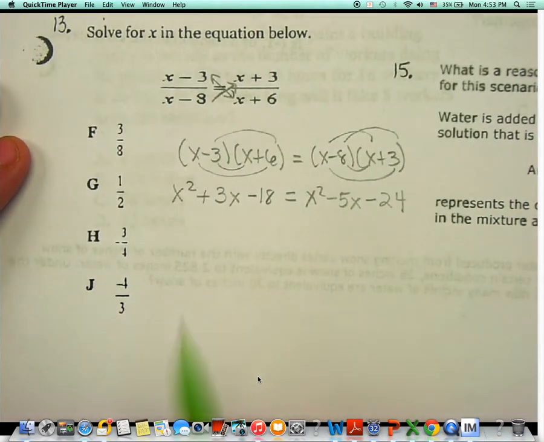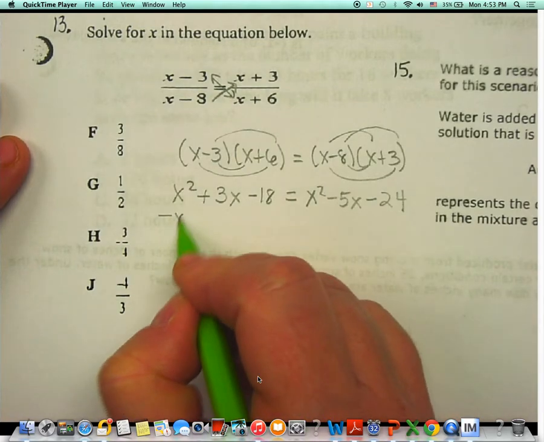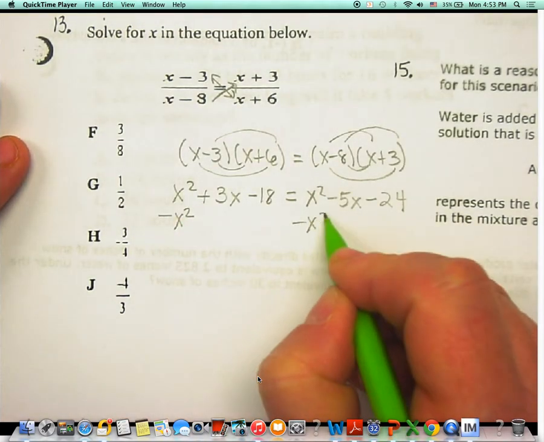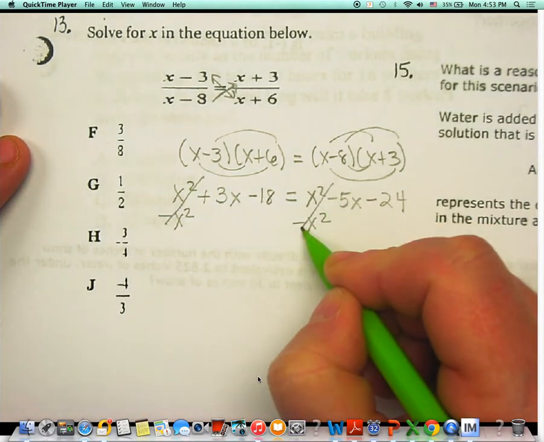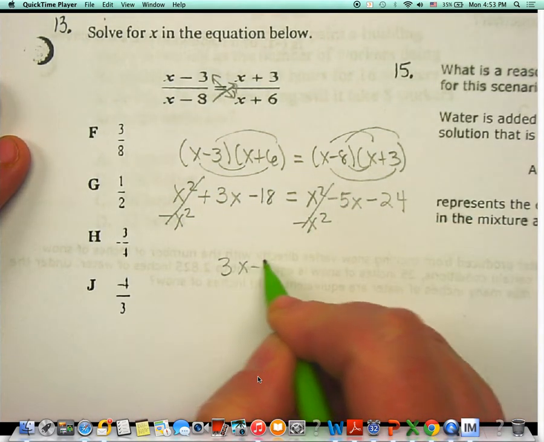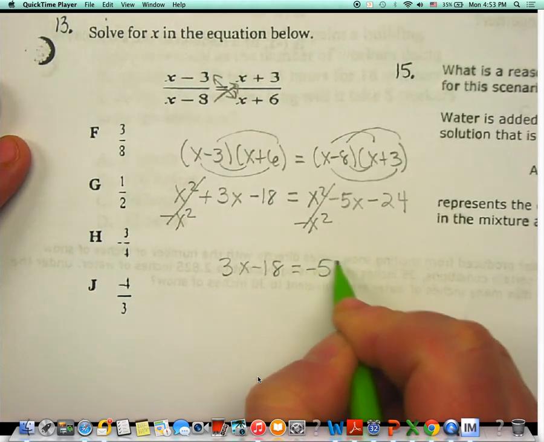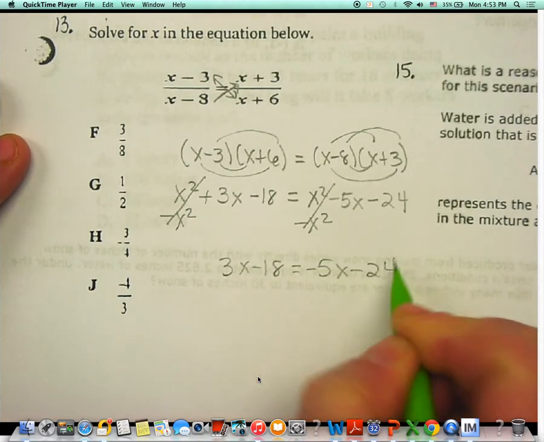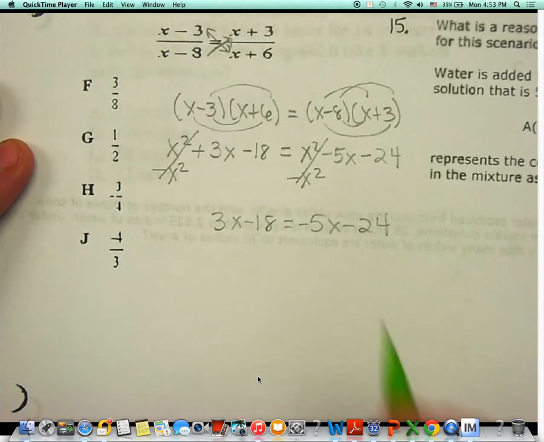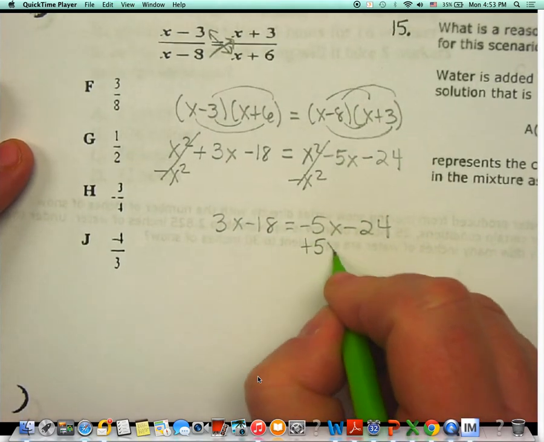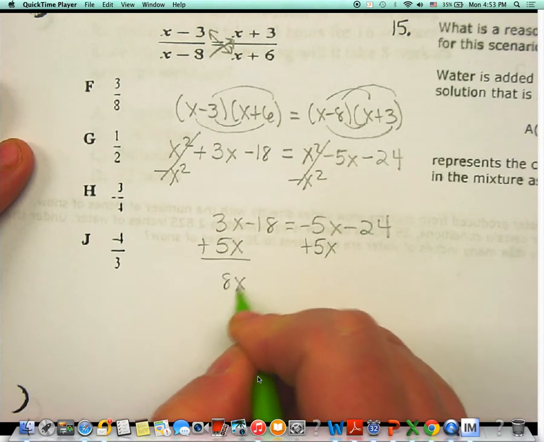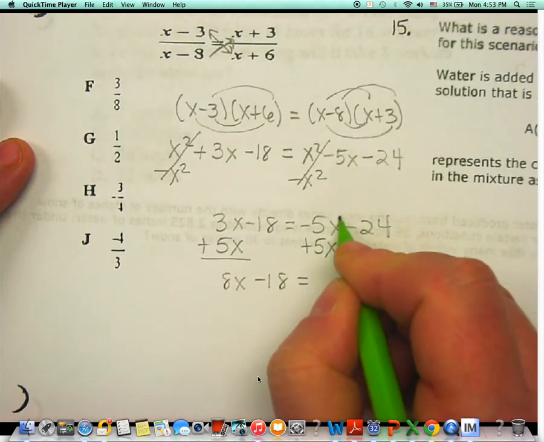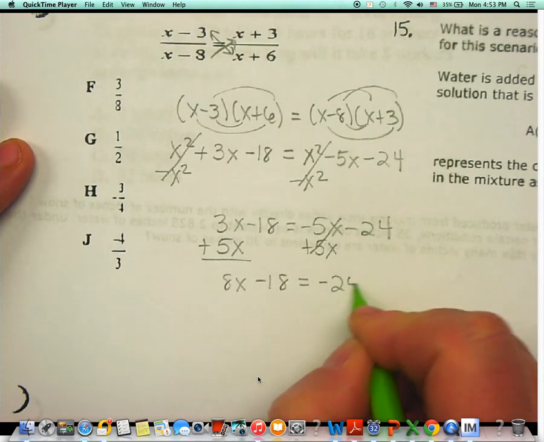All right, since we've got x squared, we can subtract x squared from both sides. And x squared minus x squared cancels, and we get 3x minus 18 equals negative 5x minus 24. We're going to get all the x's on one side, numbers on the other, so we'll add 5x to both sides. That gives us 8x minus 18, and those cancel, and that equals negative 24.